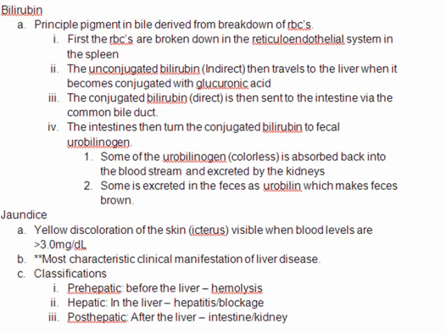A couple different types of issues. I just talked about these. Prehepatic, happening before the liver, is when you have a buildup of the indirect, and can be caused by hemolysis of the red cells, with an abundance of hemolysis. Hepatic jaundice can be hepatitis or a blockage. And posthepatic would be something after the liver, such as obstruction in the intestine or kidneys, for example.